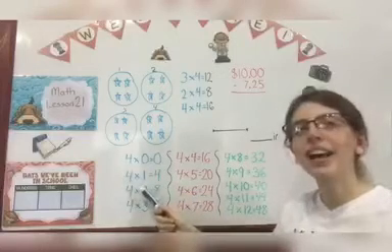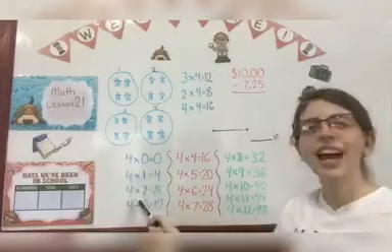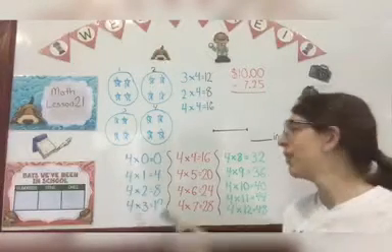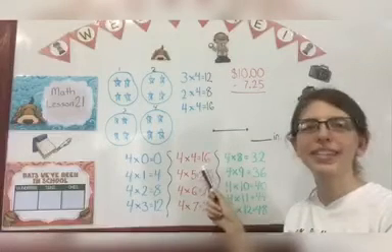4 times 1 equals 4. 4 times 2 equals 8. 4 times 3 equals 12. 4 times 4 equals 16.